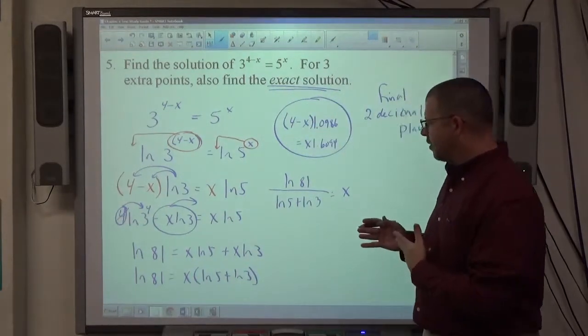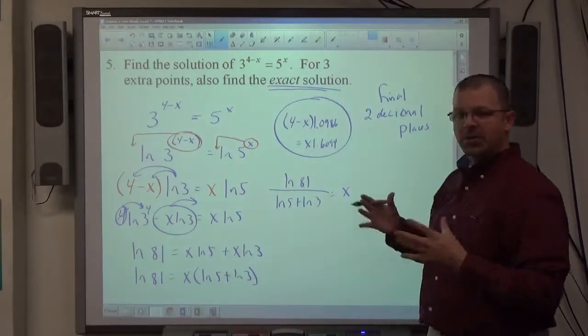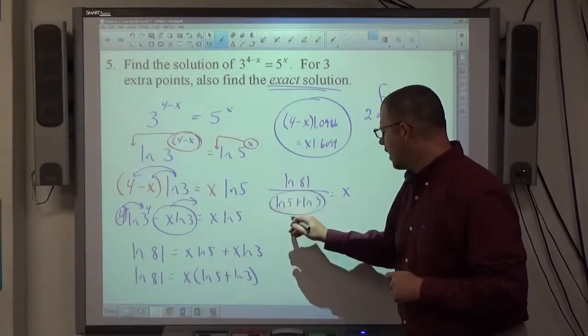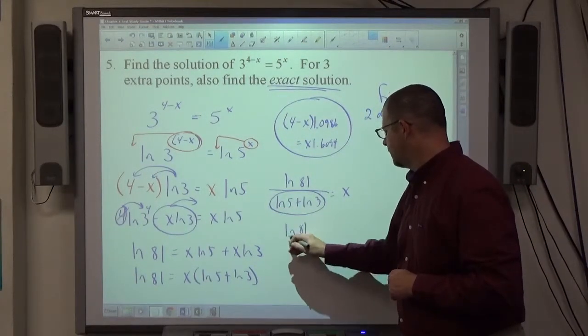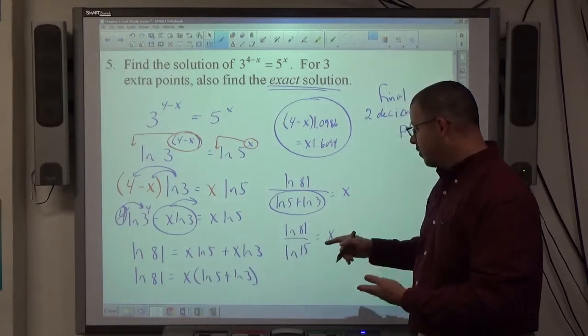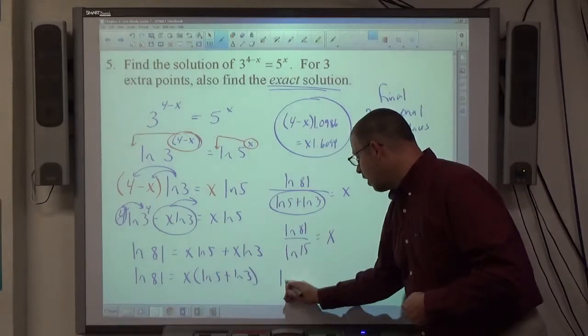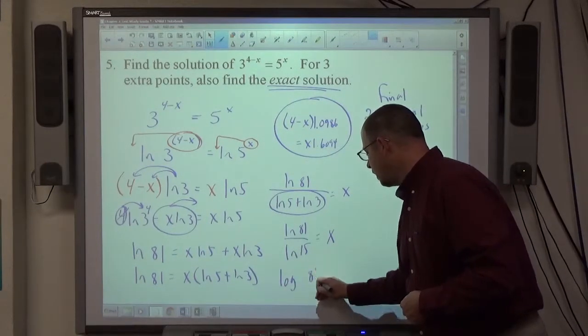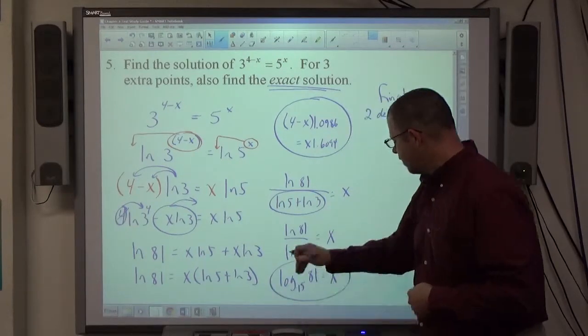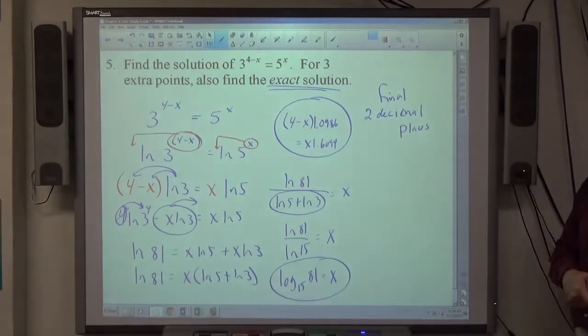And then finally, to beautify it, to get this exact solution, we're looking for this nice, elegant, correct answer. On the bottom, that makes ln 15. Then the change of base formula in reverse gives log of argument 81, base 15, is equal to x. That would be the exact answer in good logarithmic form.